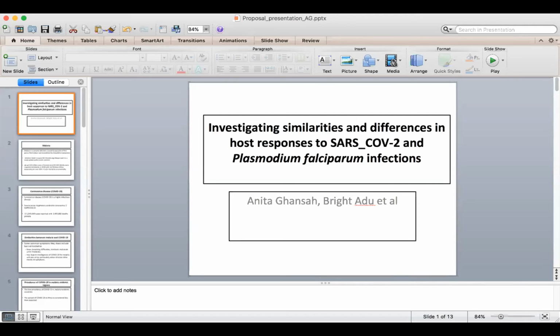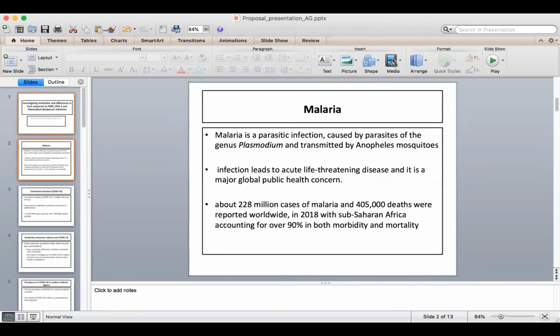To kickstart this, I have decided to look at investigating similarities and differences in host responses to SARS-CoV-2 and Plasmodium falciparum infection. I'm going to do this with Dr. Bright Edu, and we are looking for others to collaborate, right?